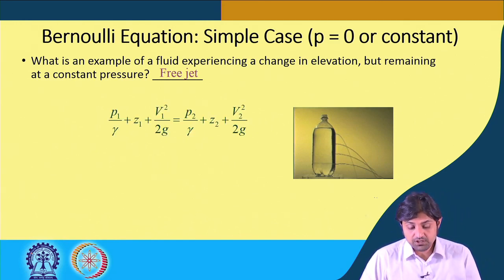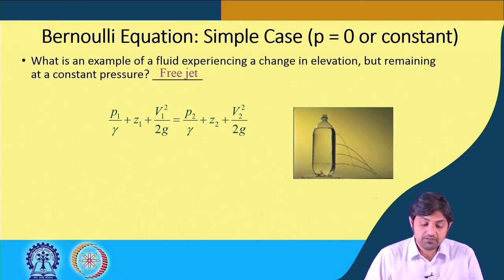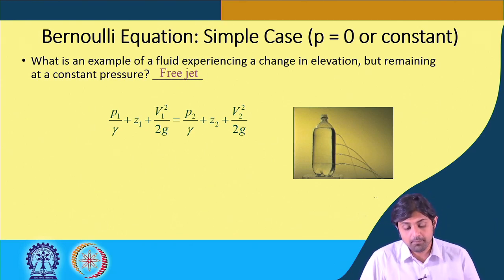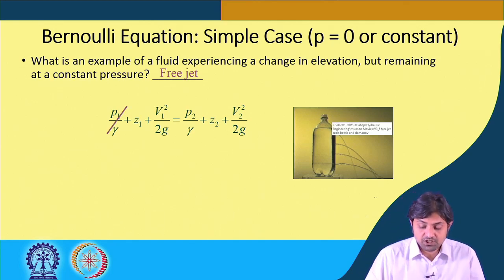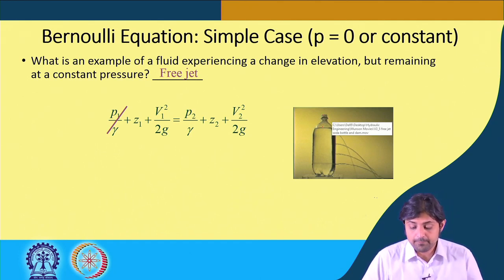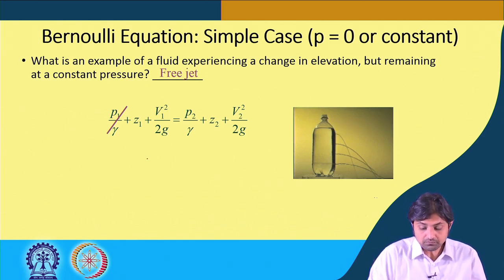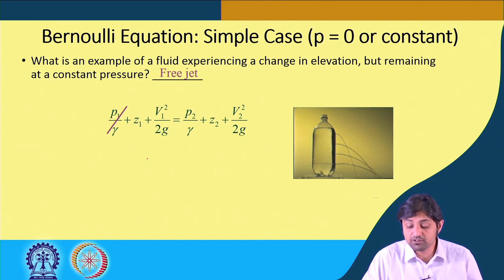So Bernoulli's equation along one streamline will be P1 by gamma plus Z1 plus V1 square by 2g, equal to, at any point 2, P2 by gamma plus Z2 plus V2 square by 2g. Because this is atmospheric pressure at point 1, we assume point 1 to be the free surface there. So pressure at point 1 will be atmospheric, therefore 0.